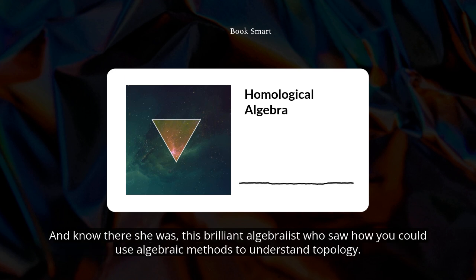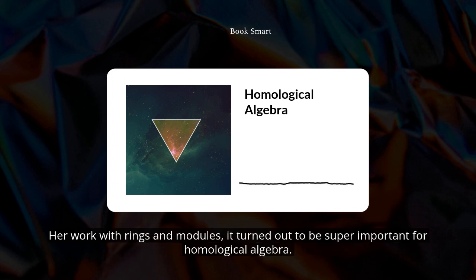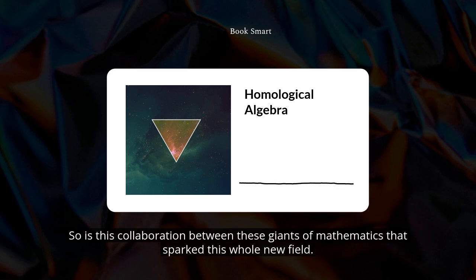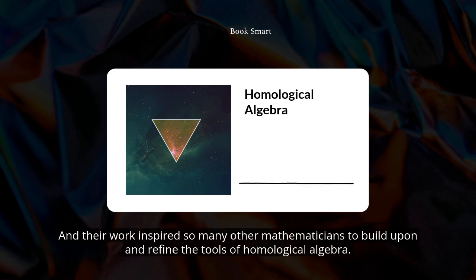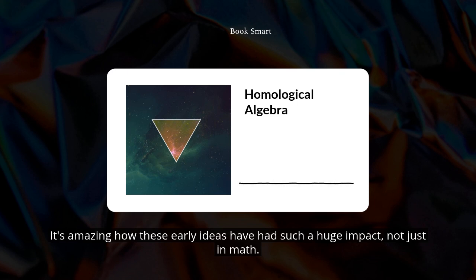And Noether was this brilliant algebraist who saw how you could use algebraic methods to understand topology. Her work with rings and modules turned out to be super important for homological algebra. So it's this collaboration between these giants of mathematics that sparked this whole new field. Exactly. And their work inspired so many other mathematicians to build upon and refine the tools of homological algebra. It's amazing how these early ideas have had such a huge impact, not just in math, but in other fields too.